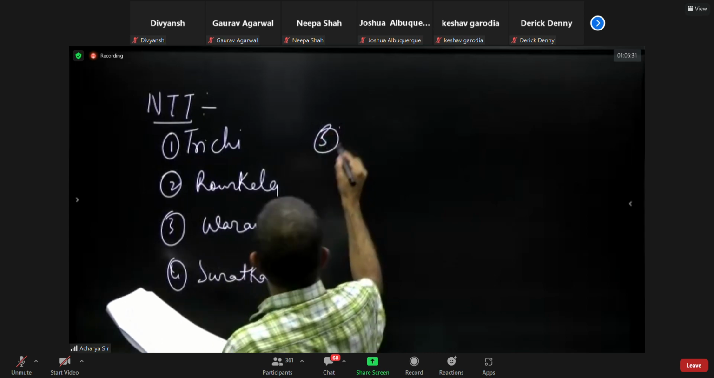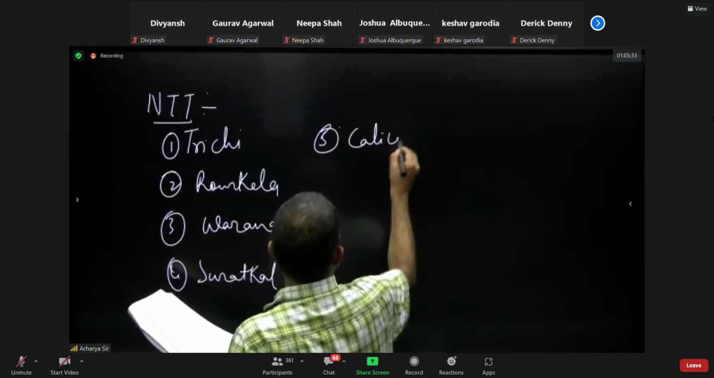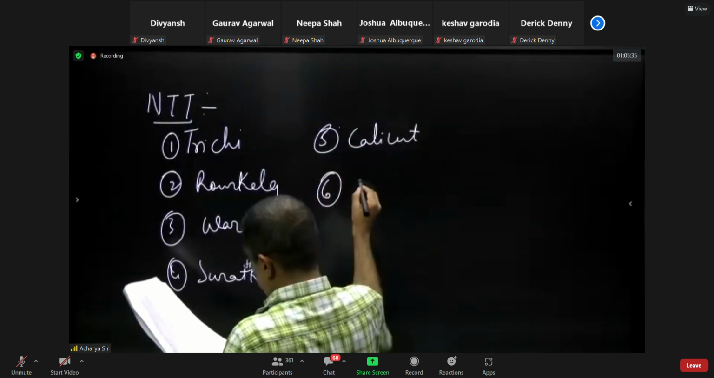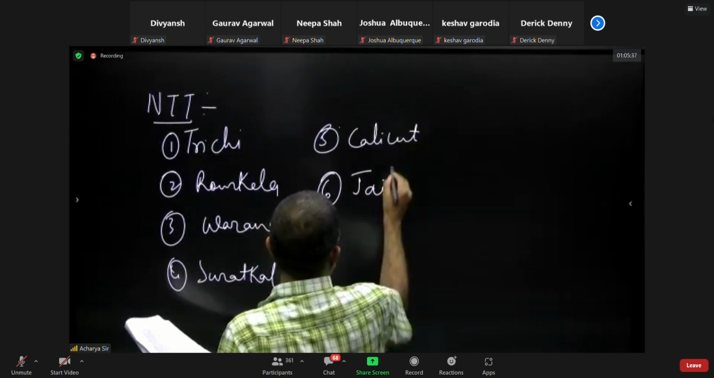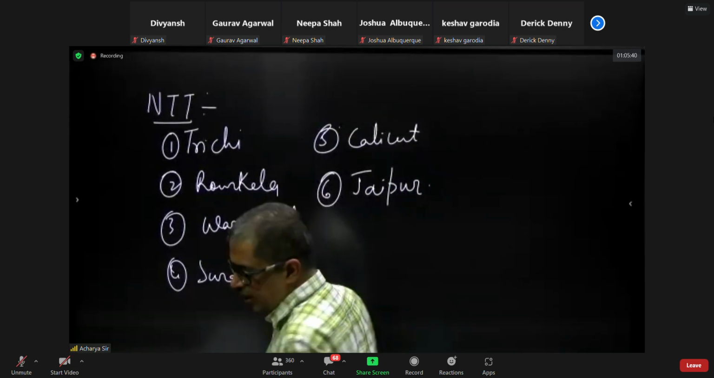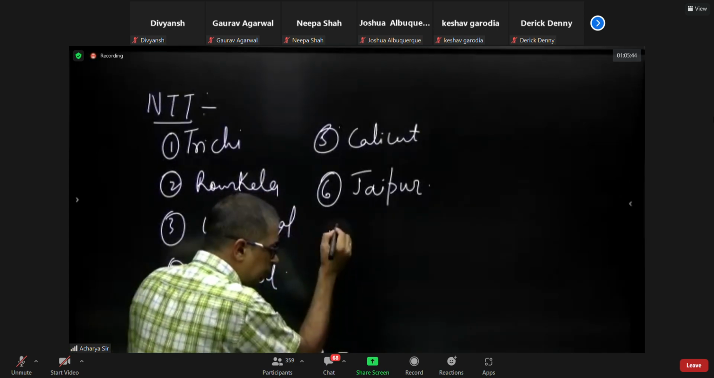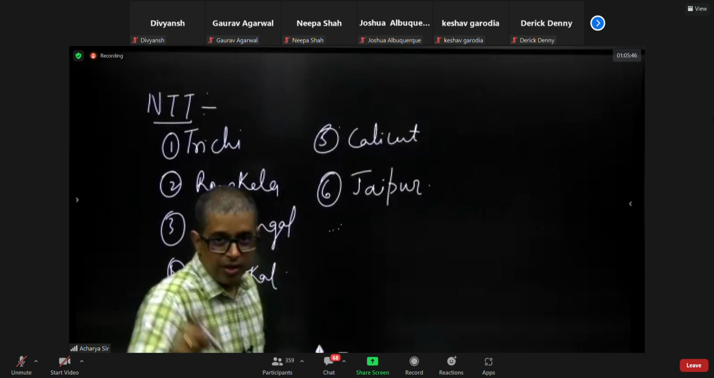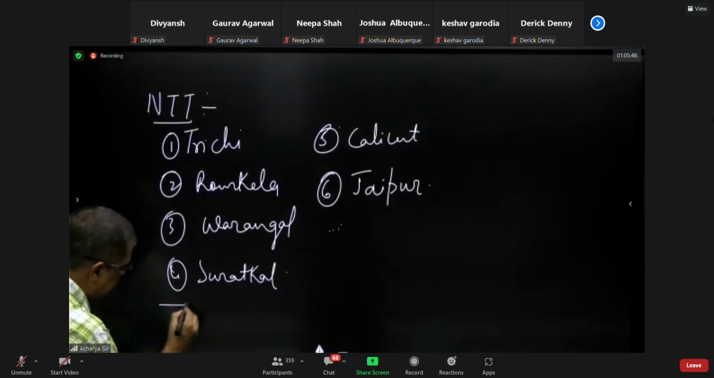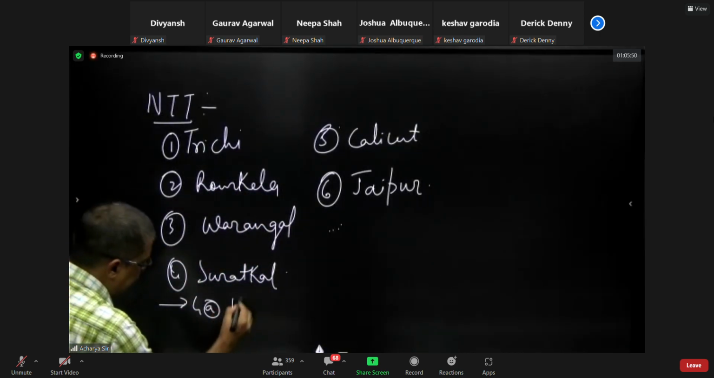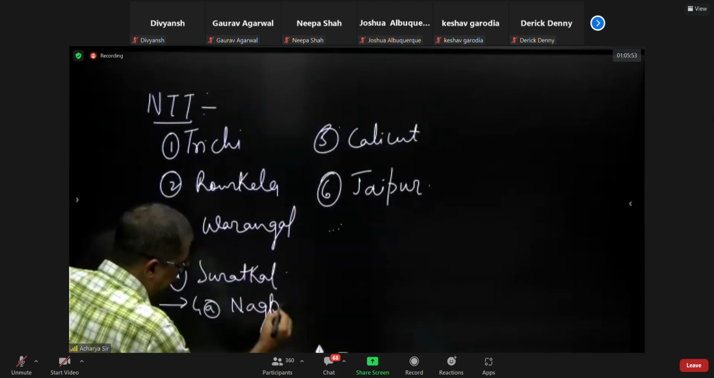5, Calicut. 6, Jaipur. Now, here comes the tricky part. Ranking wise, placements wise, Nagpur will come in the 7th place. But I intentionally place it here. I will call it 4A and I'll call it Nagpur.